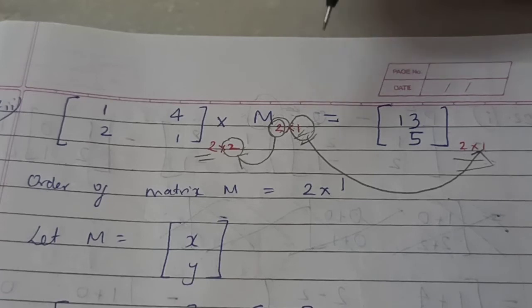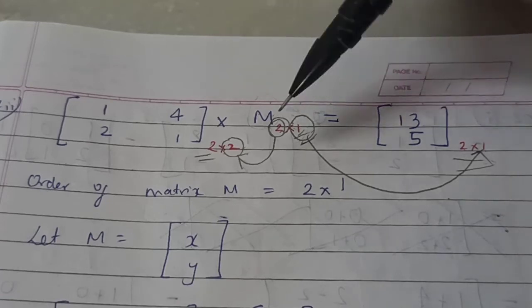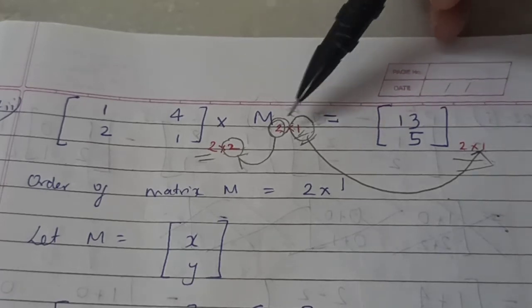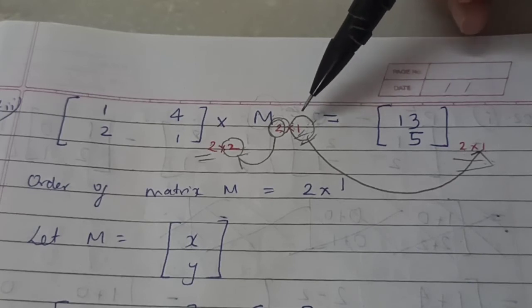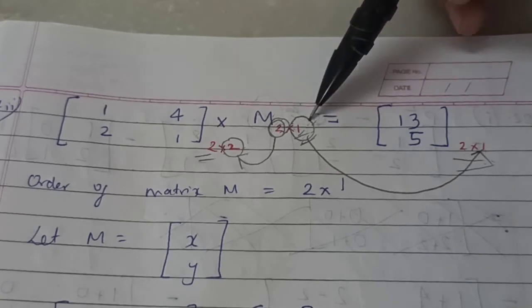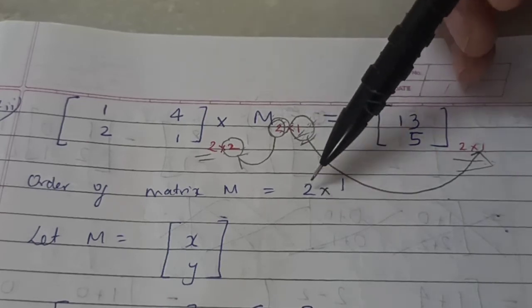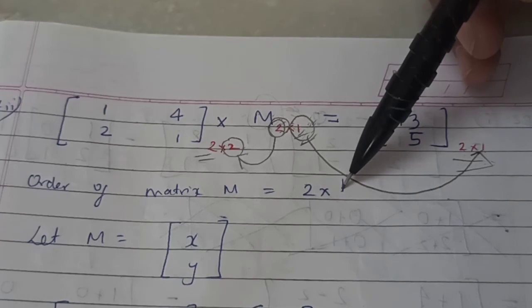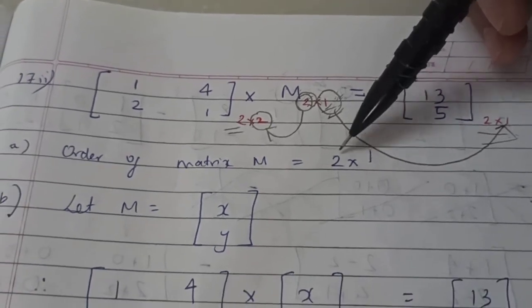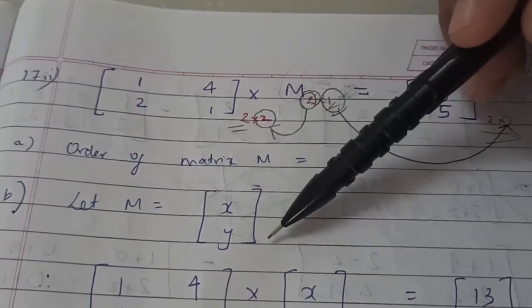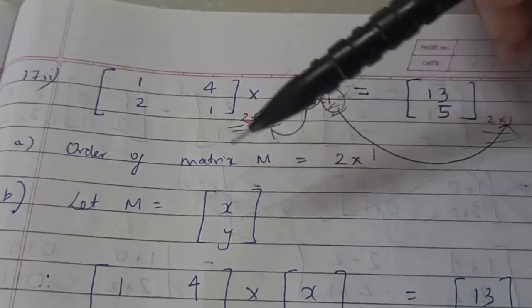So you have to think logically like this, because only once we know is it 2 by 1 or 1 by 2 or 2 by 2. There are only 3 options in our syllabus. We can have 2 by 1, 1 by 2 or 2 by 2. That's it. So the order is 2 by 1. 2 by 1 means 2 rows and 1 column.